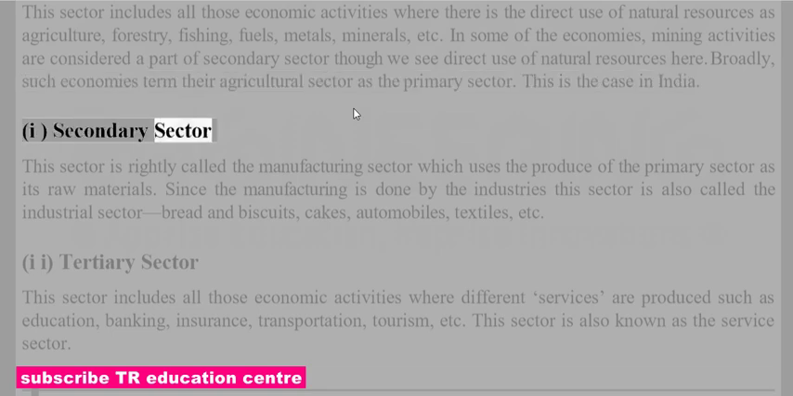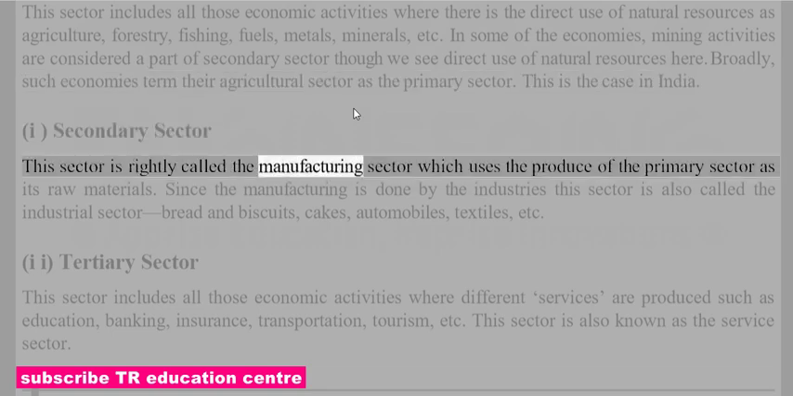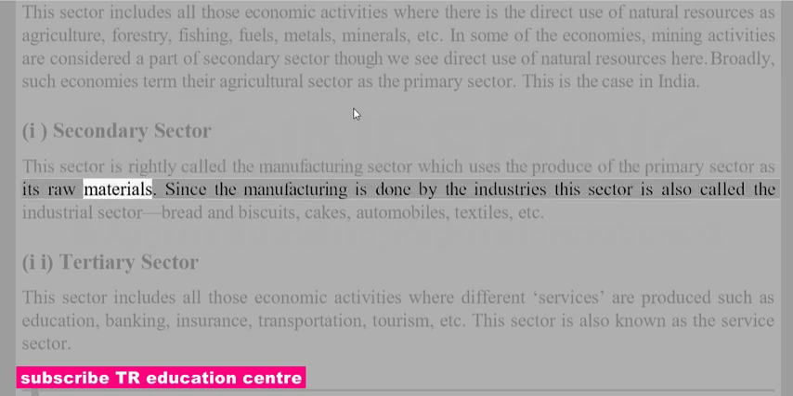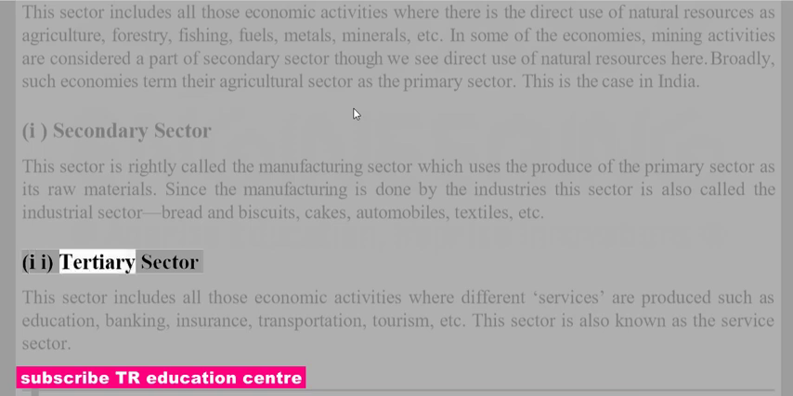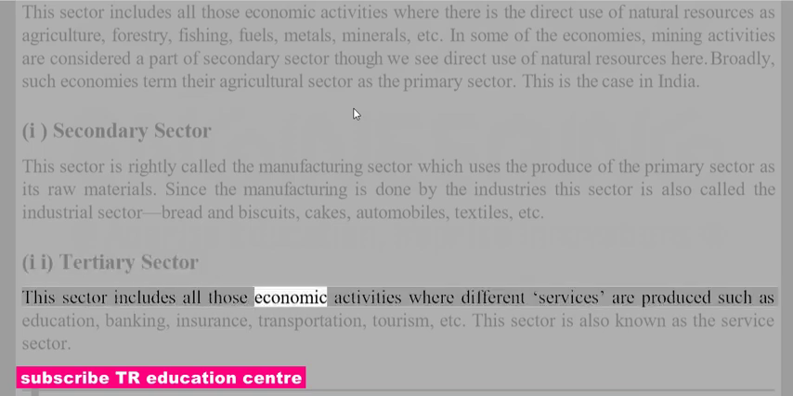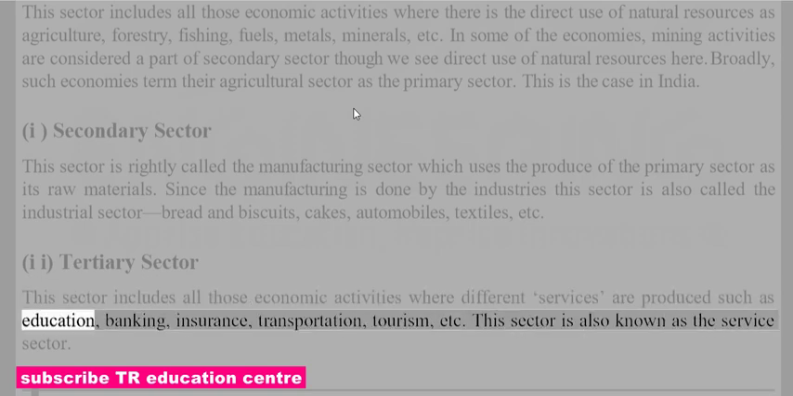II. Secondary sector. This sector is rightly called the manufacturing sector, which uses the produce of the primary sector as its raw materials. Since the manufacturing is done by the industries, this sector is also called the industrial sector. Bread and biscuits, cakes, automobiles, textiles, etc. III. Tertiary sector. This sector includes all those economic activities where different services are produced, such as education, banking, insurance, transportation, tourism, etc. This sector is also known as the service sector.